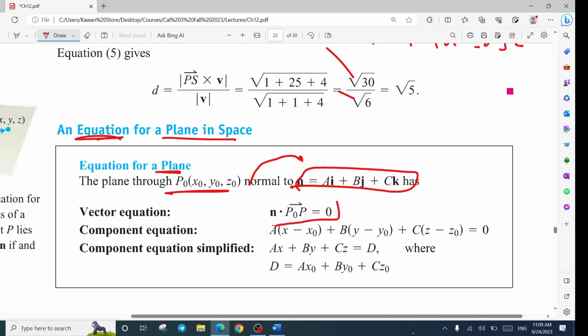We have some forms of the equation of the plane. One of them is like that.